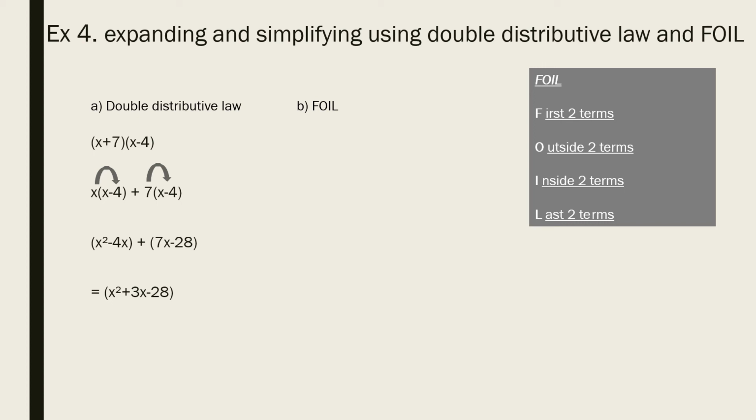The first two terms would be x times x. The outside two terms would be x times -4. The inside terms would be 7 times x, and the last terms would be 7 times -4. We can combine these and simplify them to x squared minus 4x plus 7x minus 28. Then we can combine like terms into x squared plus 3x minus 28, leaving our final answers the same.